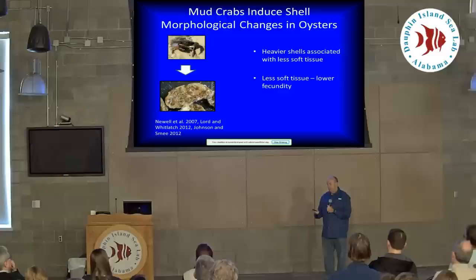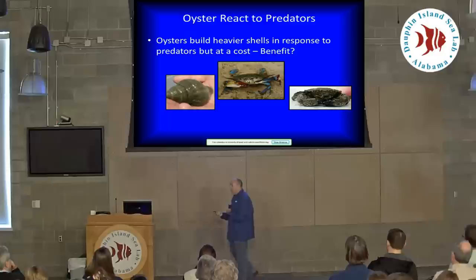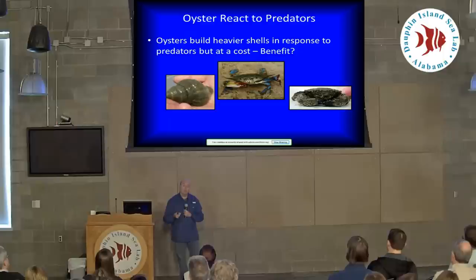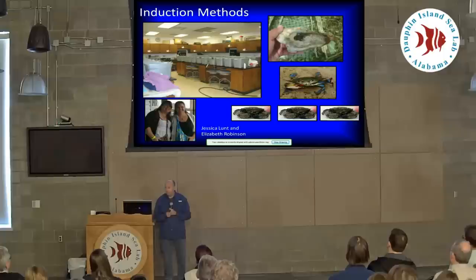So we had observed this a number of times, but what we really wanted to do was do an experiment to show for sure that this was a response to a predator chemical cue, and also to assess any potential benefits that this morphological change would have. In other words, we knew that they were growing a thicker shell, we knew they were producing less soft tissue, but did it actually work against predators? So this was some work that was started by Elizabeth Robinson and Jessica Lunt, who are pictured here.